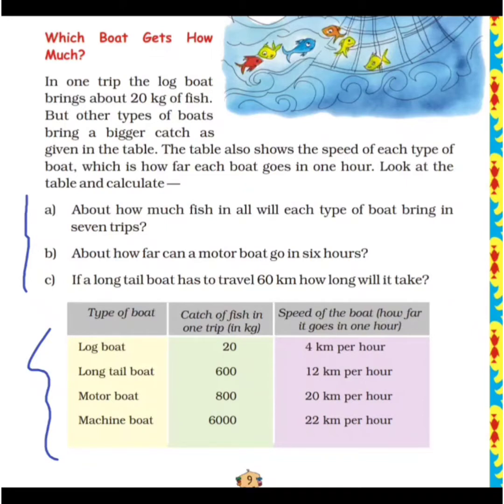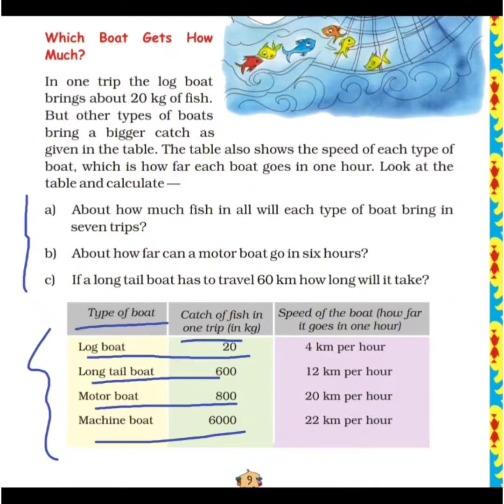Okay. So, in this table, type of boat is given. Next column, catch of fish in one trip in kg. So, log boat catching the fish in one trip is only 20 kg. Long tail boat 600 kg, motor boat 800 kg and machine boat is 6000 kg.